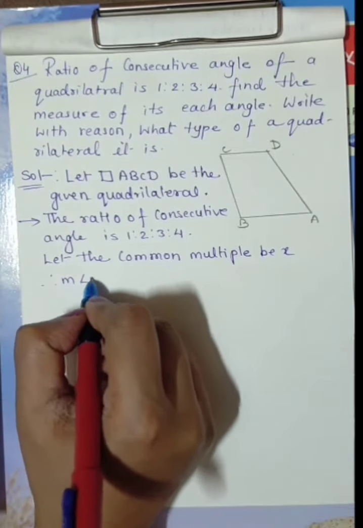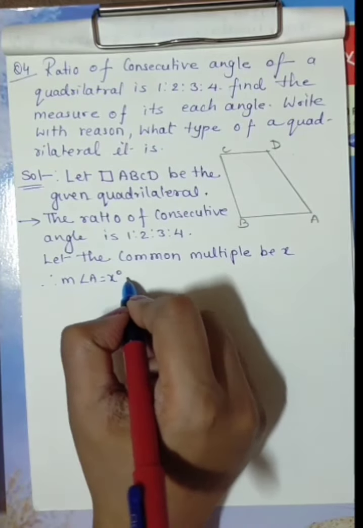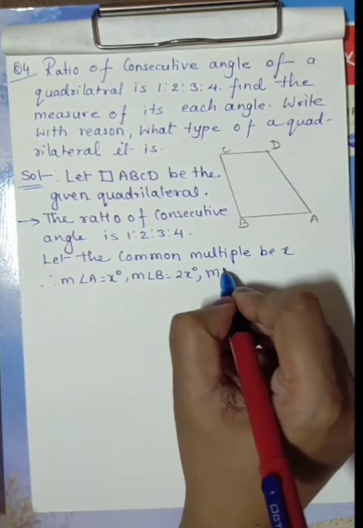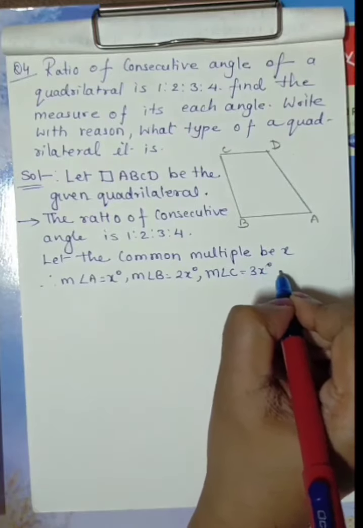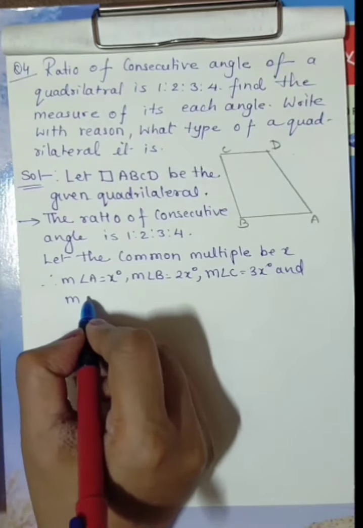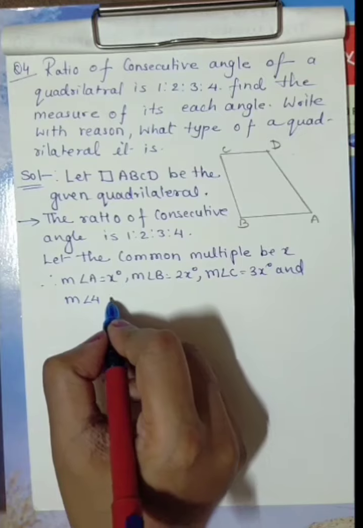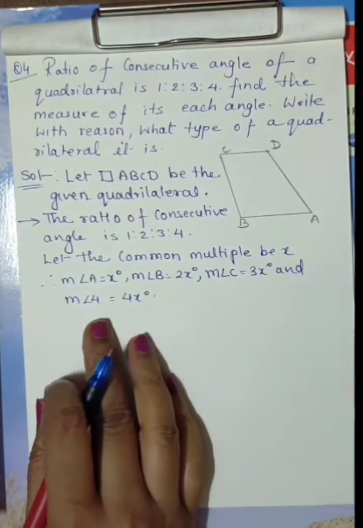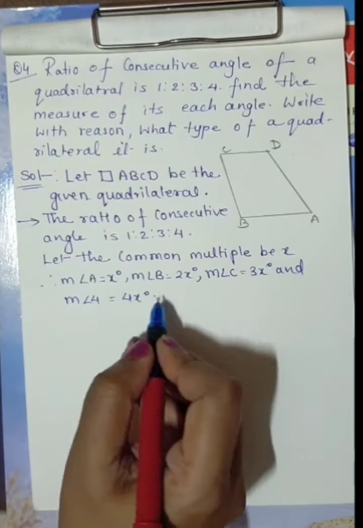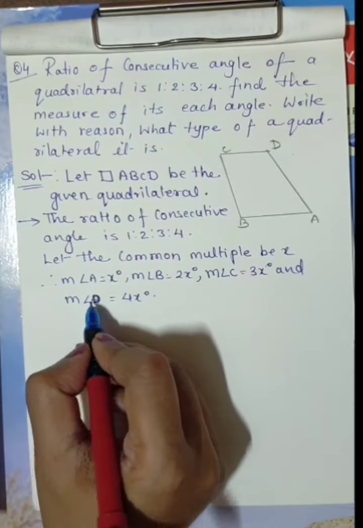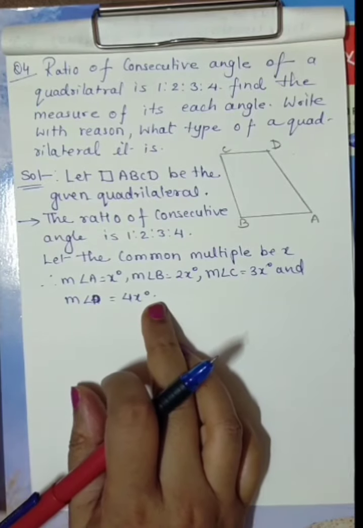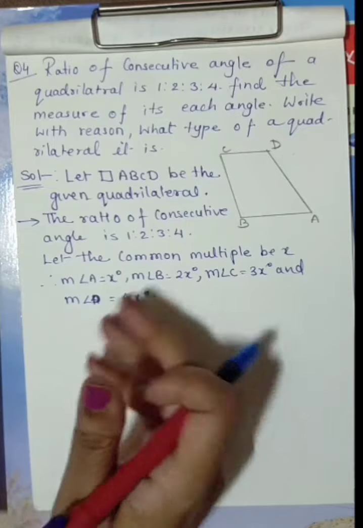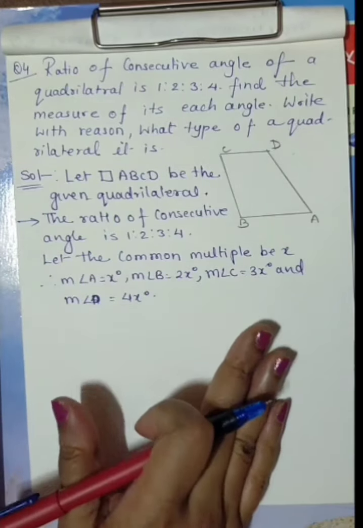Therefore measure angle A is what? x degree. Measure angle B is 2x degree. Measure angle C is 3x degree, and measure angle D is 4x degree. So here the sum of the measures of all angles of a quadrilateral, as you know, is 360 degrees.